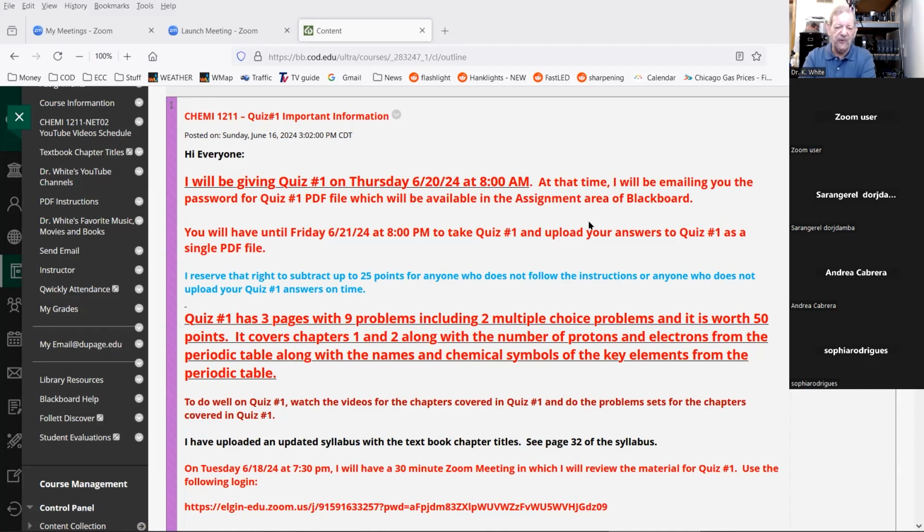Quiz 1 has 3 pages, 9 problems, including 2 multiple choice. It's worth 50 points. Some of the problems are multiple part. It will cover chapters 1 and 2, along with the number of protons and electrons from the periodic table, along with the names and chemical symbols of key elements in the periodic table.